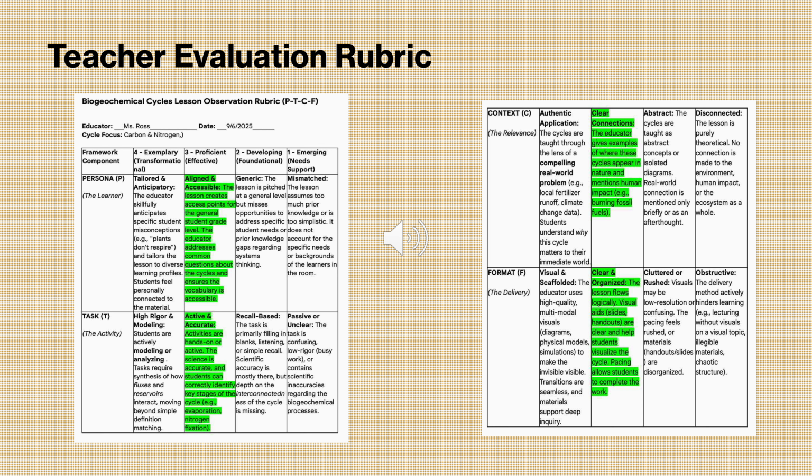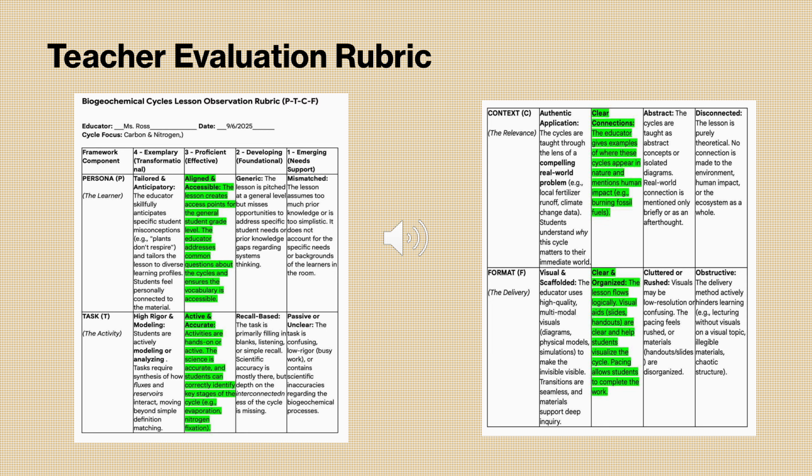Within this entire lesson, I did a 30-minute observation, and you covered everything pretty nicely within 30 minutes. I rated your persona, the learner, as a level 3. That's simply because, as it states, the lesson creates access points for general student grade level. The educator addresses common questions about the cycles and ensures that vocabulary is accessible. You did go back and refer to the vocabulary quite often. You also made sure that the students had access to that vocabulary by having it posted to the board, as well as in their notebooks.